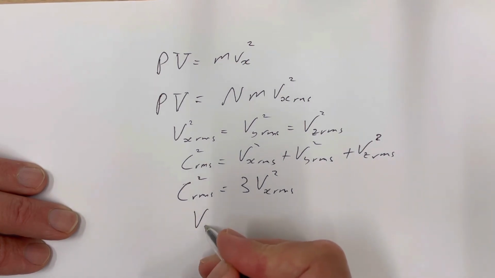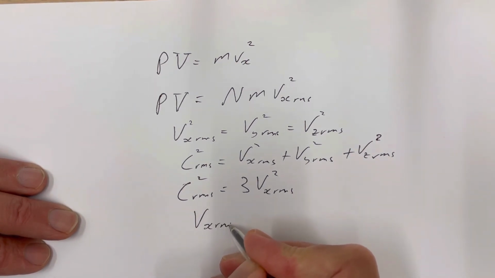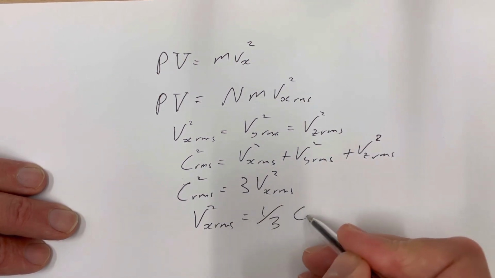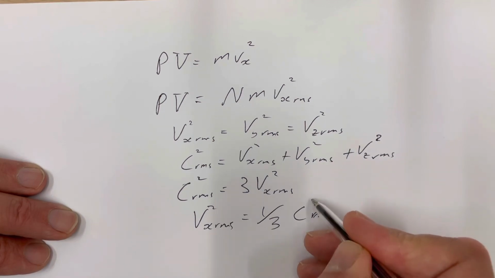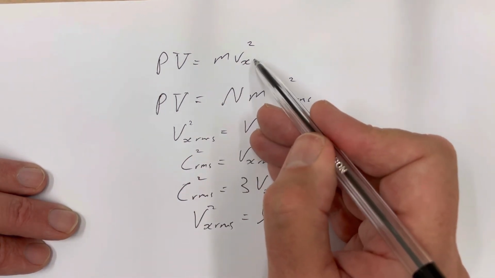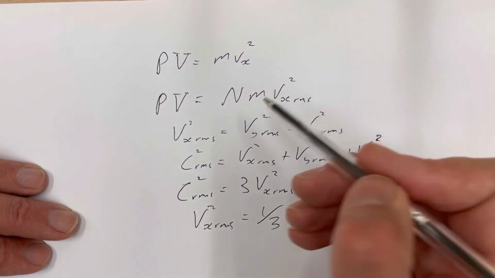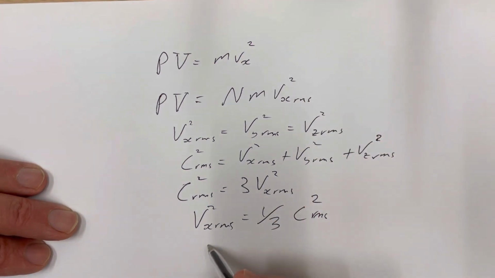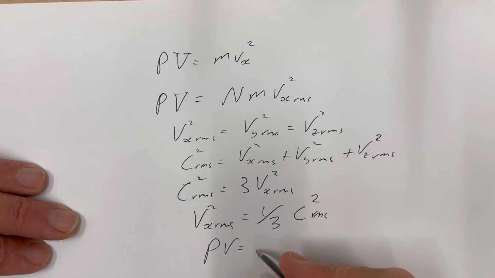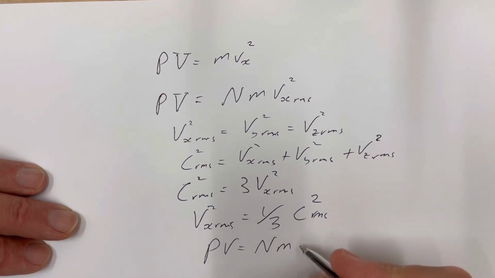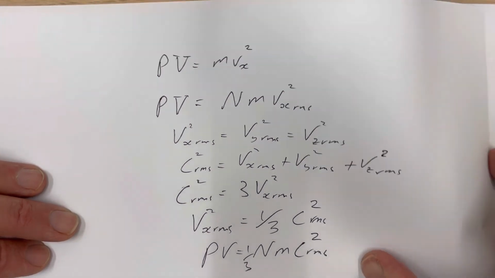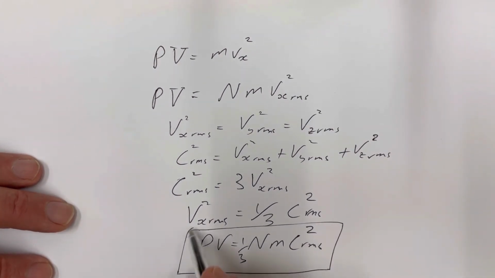So finally, and you can see now where one of the bits of the final outcome is coming from, v_x RMS squared is a third of c_rms squared. So going back to here, we're going to replace v_x RMS squared by a third of c_rms squared, and we get PV is equal to a third N m c_rms squared. And there we have it. That's our final result. Thank you very much.